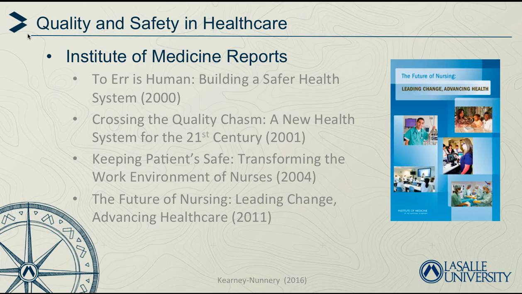Crossing the Quality Chasm talked about where healthcare had to go in the 21st century. Keeping Patients Safe, on transforming the work environment of nurses, expanded upon that, and then the most recent, The Future of Nursing: Leading Change, Advancing Health, talked about specific recommendations, such as instituting nurse residency training, increasing the percentage of nurses with a BSN to 80%, doubling the number of nurses with doctorates, and allowing nurses to practice to the fullest scope of their license and education.